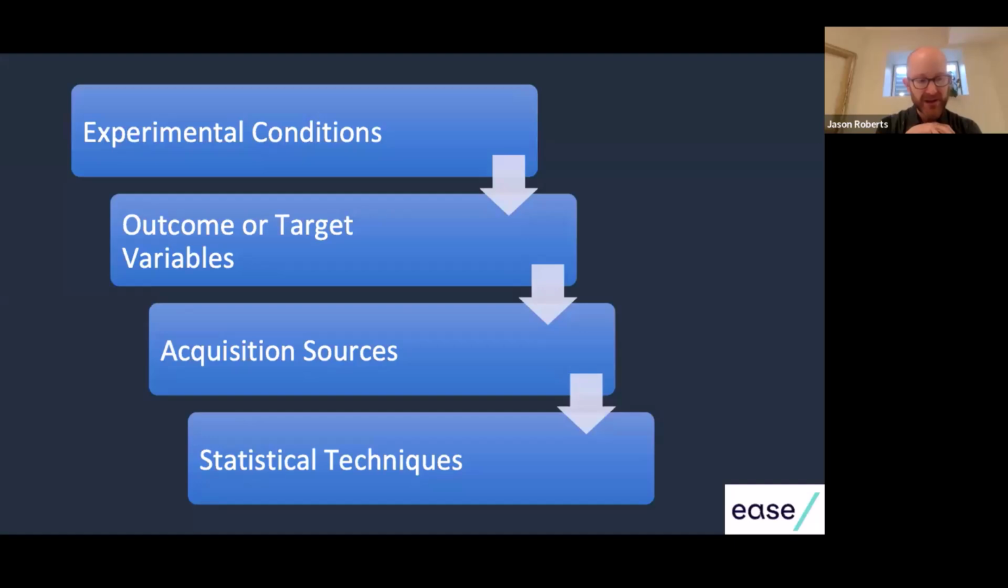Experimental conditions, so treatment versus control. It could be pre-intervention, before you did something, and post-intervention, after you did something. Outcome or target variables, so it could be split by outcomes, such as whether people responded to something or whether they didn't respond to something. Acquisition sources are literally, where did the data come from? So if you've got lots of different sources, maybe you have to then segment it into the different sources.